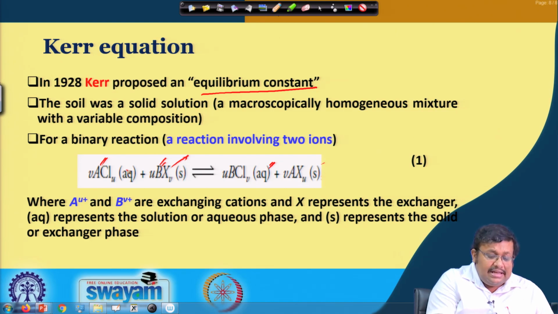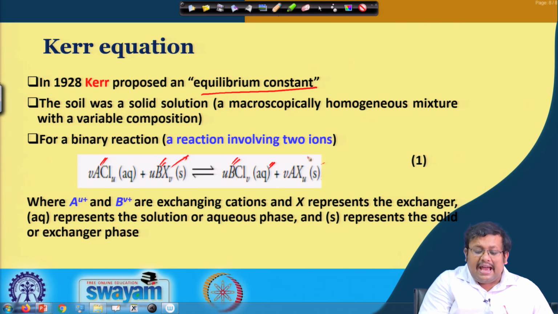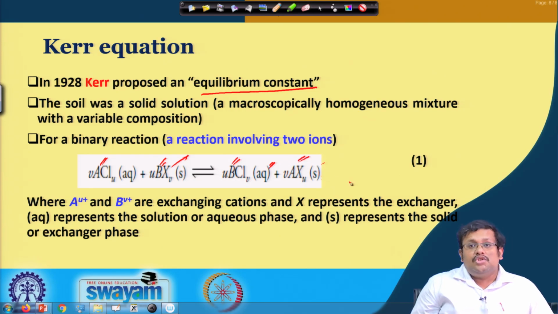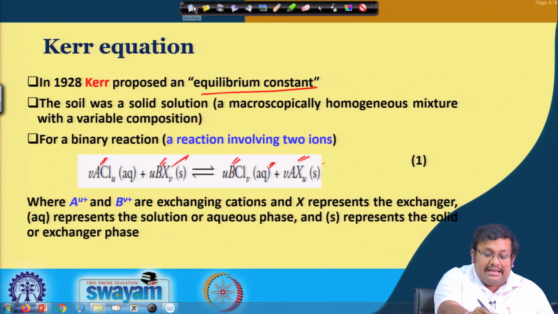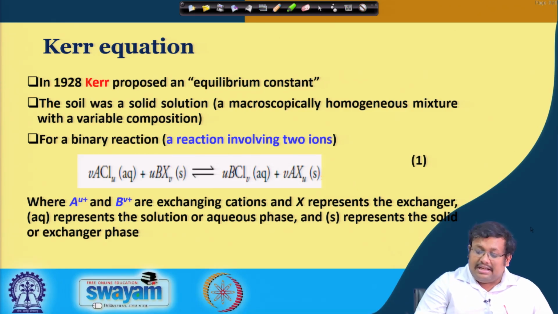So, what happens is that in the aqueous phase there is this A ion, and in the solid phase this B ion is adsorbed. During the ion exchange process, this B from the solid exchanger will be replaced by this A. Ultimately, this B will come to the aqueous phase and A will get adsorbed into the solid phase. So, this is a binary reaction. Based on this binary reaction, Kerr proposed a constant.